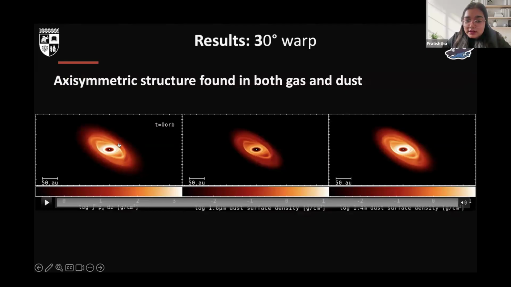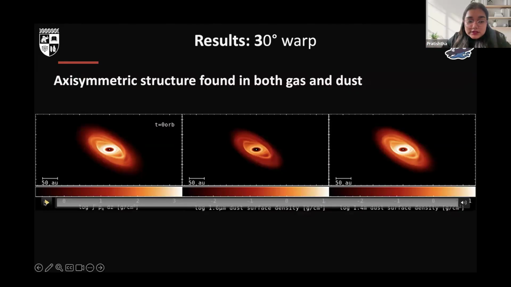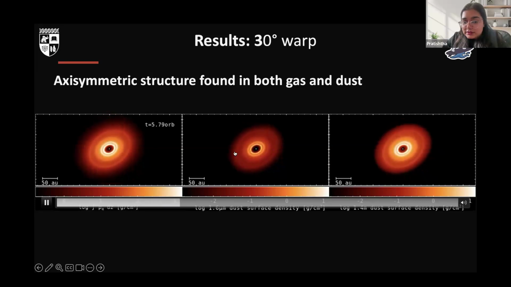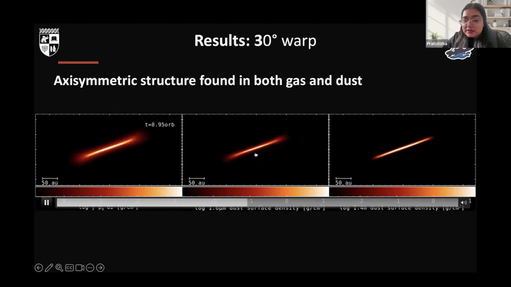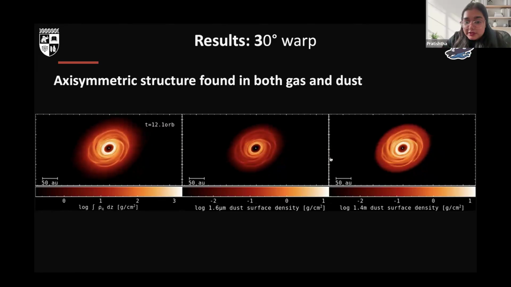We have 4 cases of misalignment, but for this talk, I'm just showing one. In this disk, we have a 30-degree warp, which we can see at the start of the simulation. As the disk evolves, in both gas and dust, we see these axisymmetric structures and the formation of a ring in the outer edge of the disk. And as the simulation evolves even further, the spiral structures begin to come back.